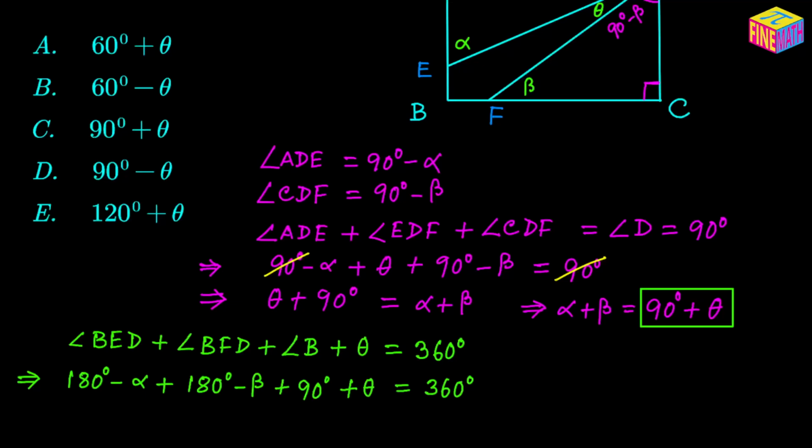And if you think about it, this positive 180 degrees and another positive 180 degrees make a total of 360 degrees, which cancels the 360 degrees on this side. We are now left with negative alpha and negative beta plus 90 degrees plus theta. If we bring negative alpha and negative beta to the right hand side, we have 90 degrees plus theta equal to alpha plus beta, and there also you can clearly see our answer. Now if you look at our answer options, we have 90 degrees plus theta under option C. So option C would be the correct option.